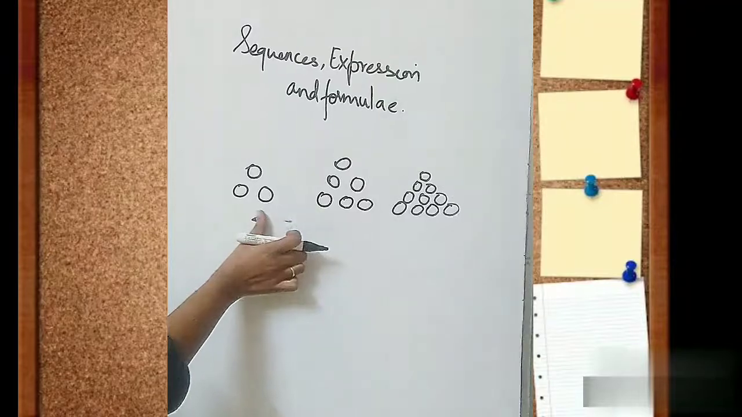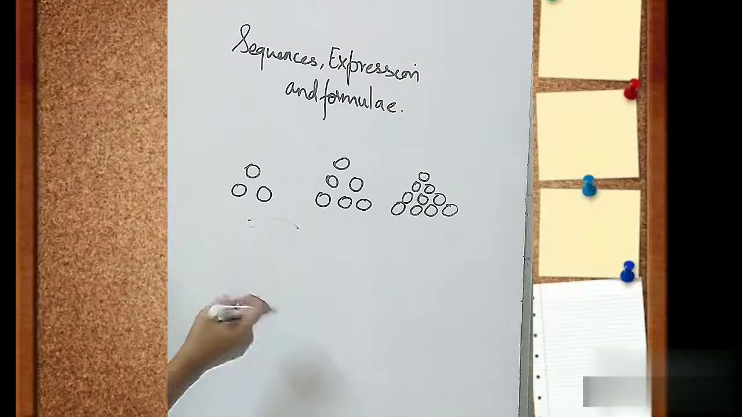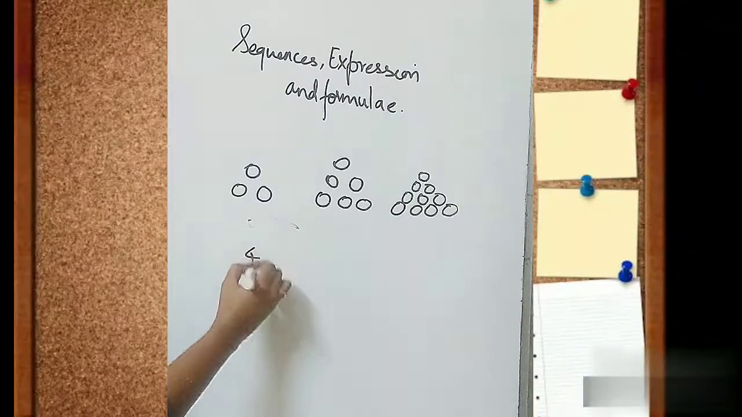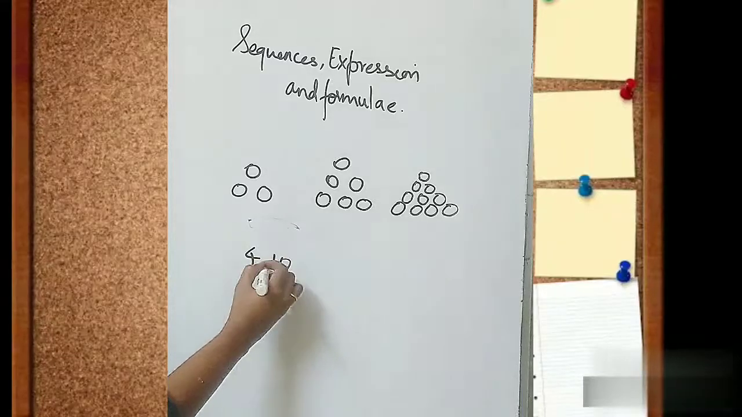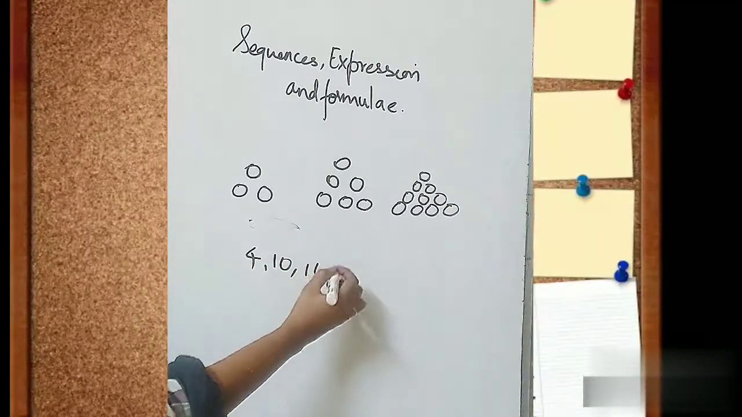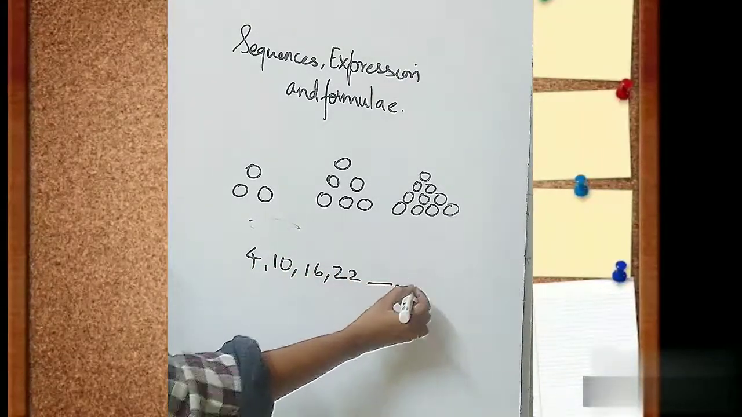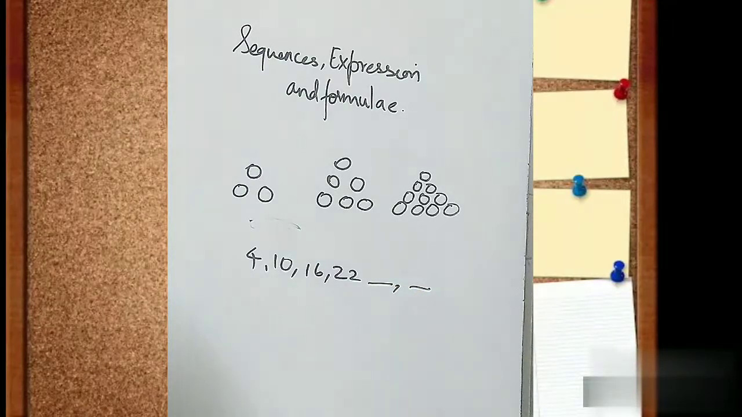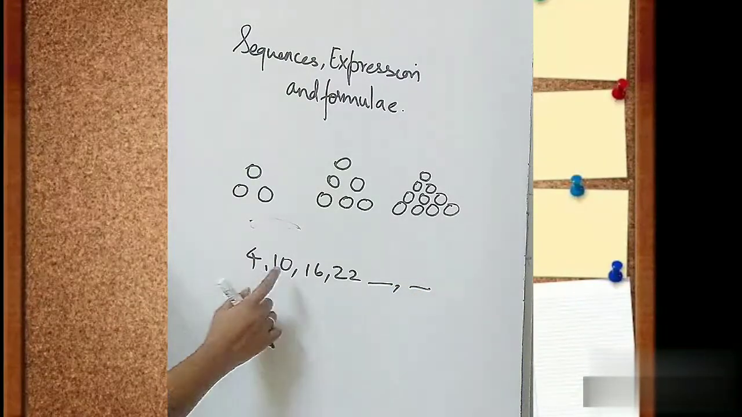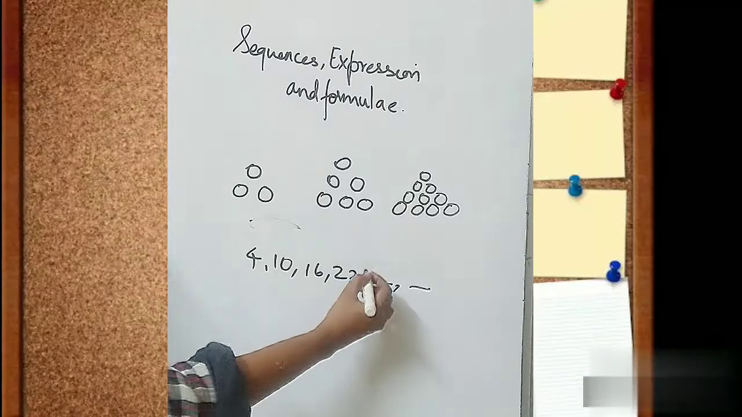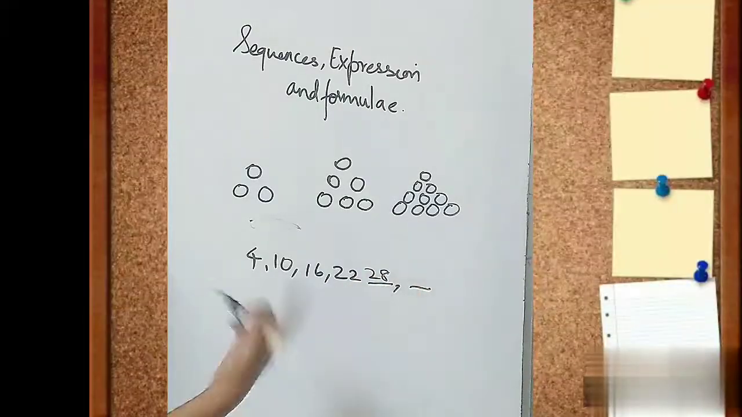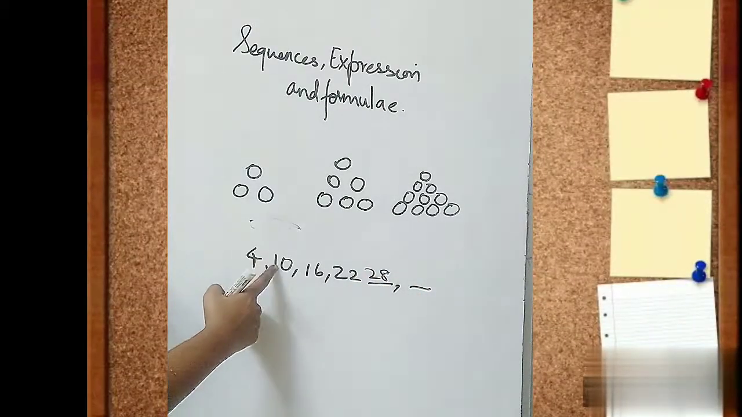Now we'll see a number sequence. I'm talking about 4, then 10, then 16, then 22. Now they are telling find the next two terms. So how we will do it? It will be 28. Then next, because 6 is added. 4 plus 6 is 10.